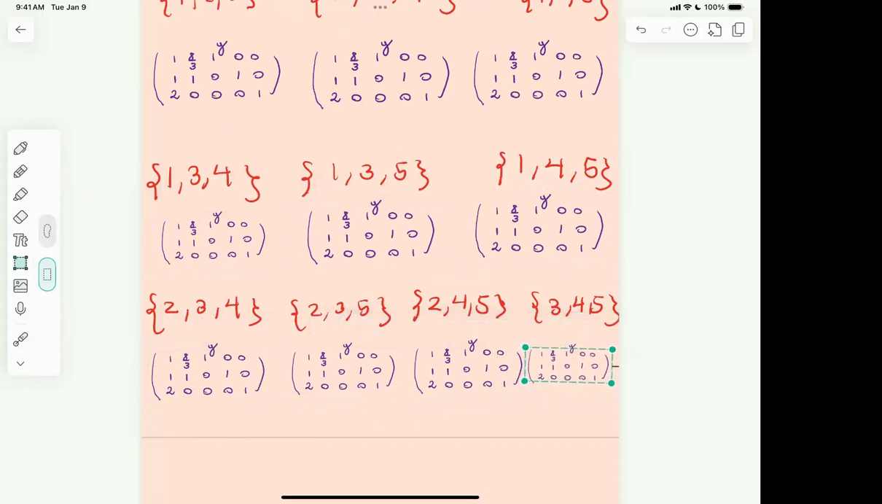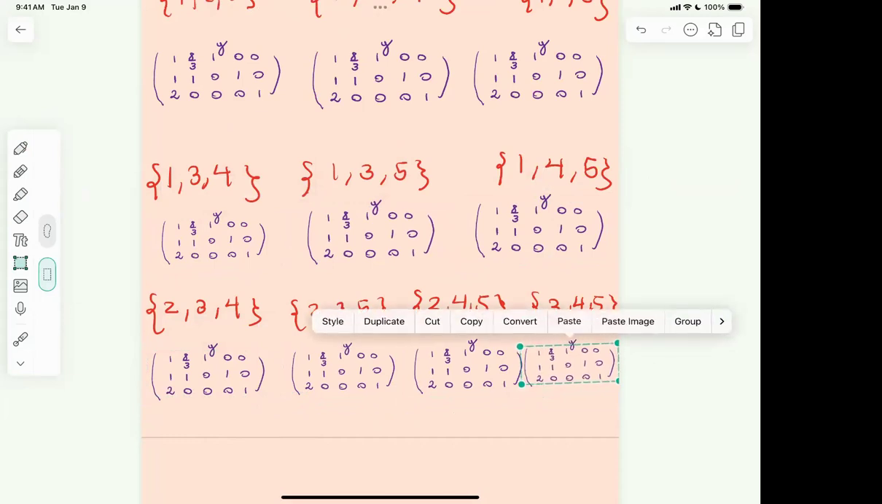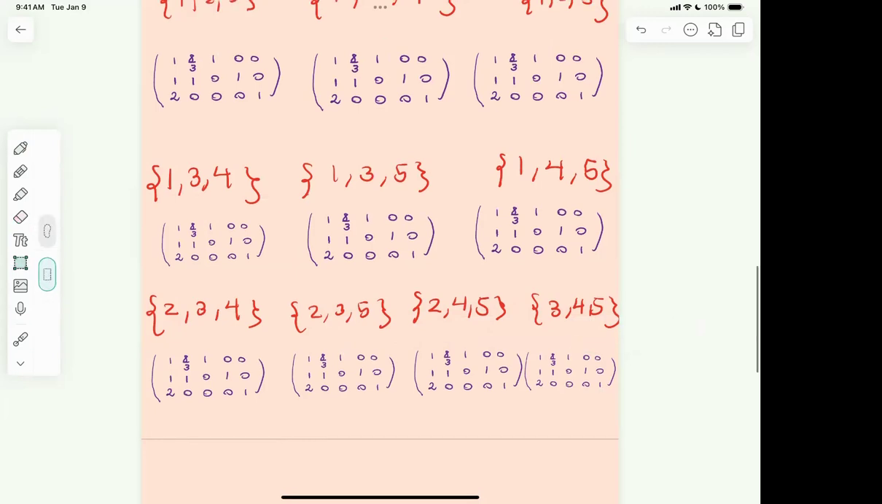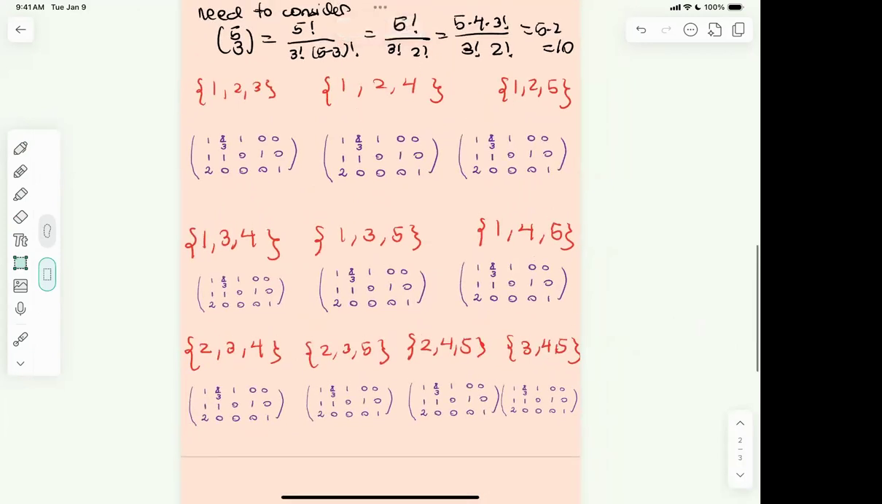Okay. Let's leave that like this. Okay. So those are the 10 possibilities. And again, you would eliminate the rows and columns that you don't care about. So here I'm only keeping the first three, so I delete the last two. Let me delete the last two here.